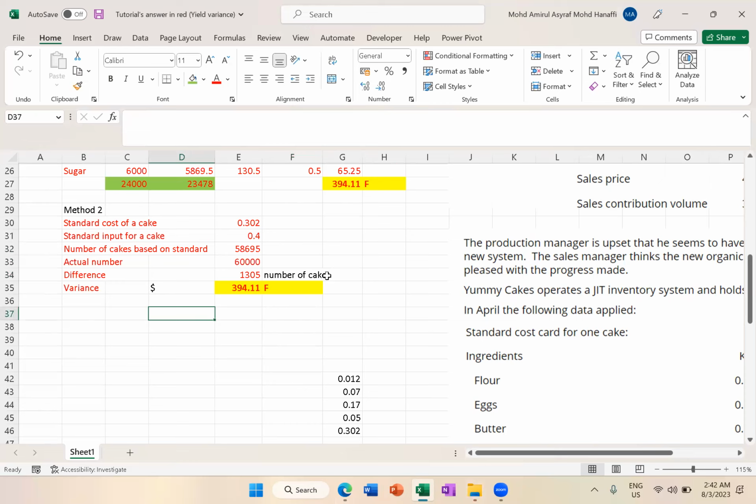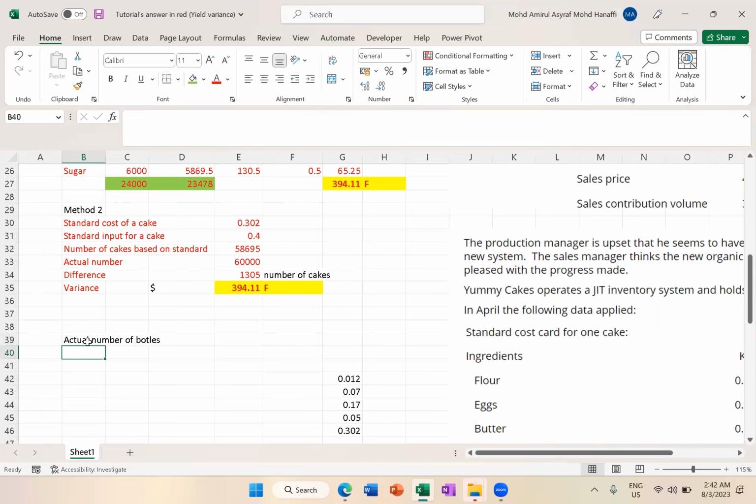So 1305 number of cakes, how do we turn that into dollars? Because this is number of cakes. That means you have to find the standard cost of a cake. Do you understand?